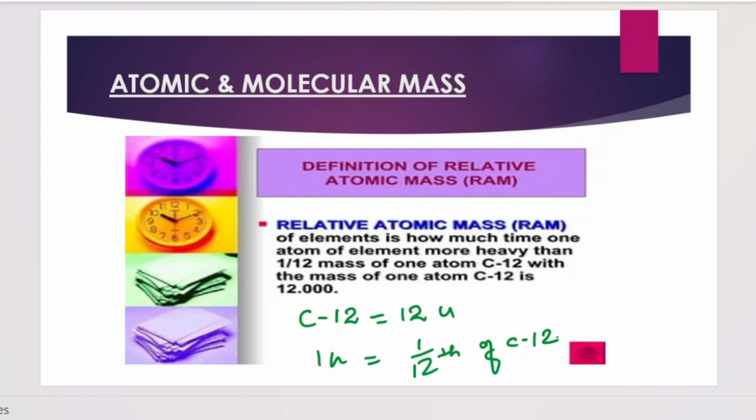Similarly, sodium, its atomic mass is 23U, which shows that one atom of sodium is 23 times heavier than 1/12 mass of C12. Magnesium, its atomic mass is 24U. One atom of magnesium is 24 times heavier than 1/12 mass of C12. So this is known as the relative atomic mass. Okay, children, hope you have understood.